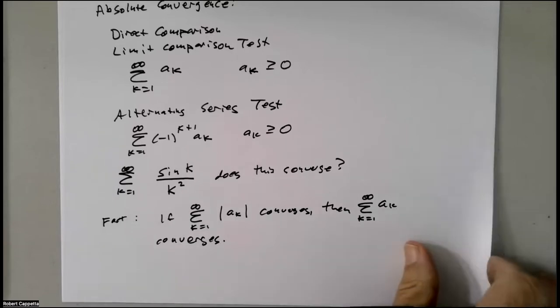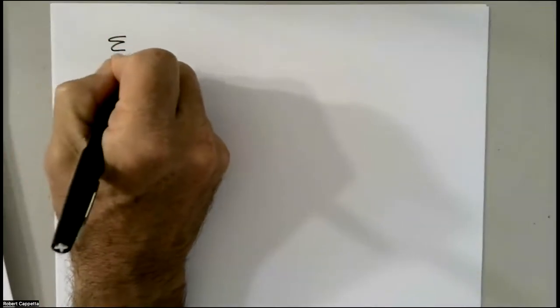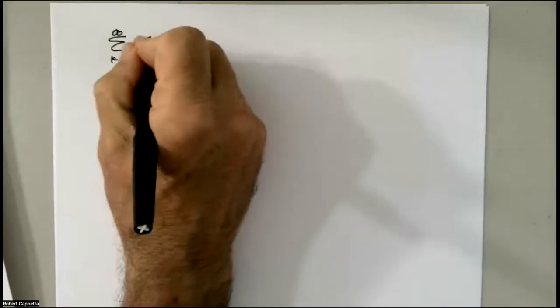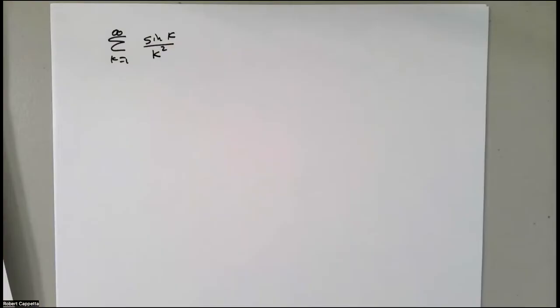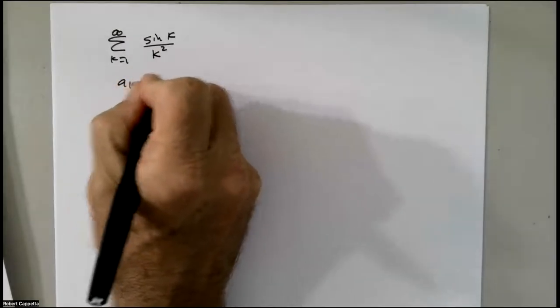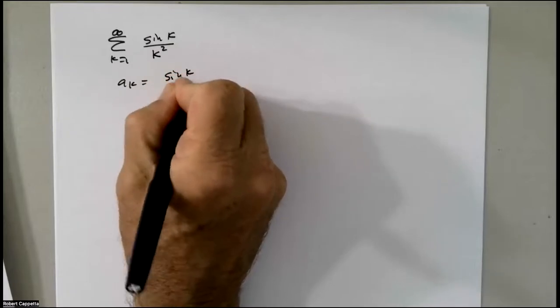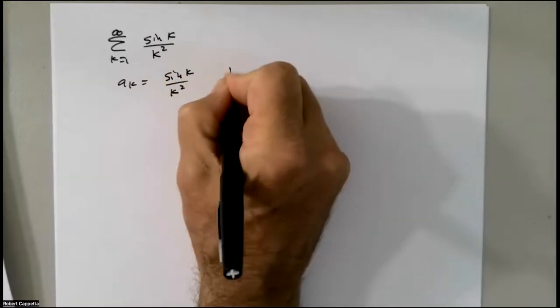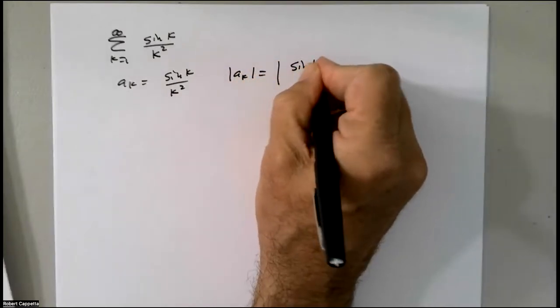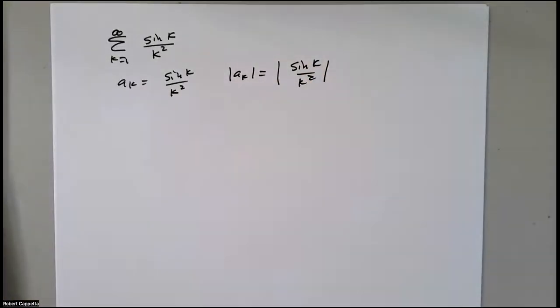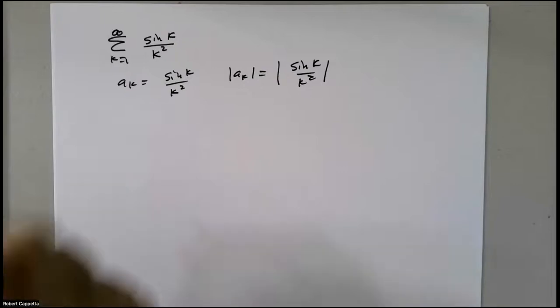So let's look at this same sine k over k squared example. Sum as k goes from 1 to infinity, sine k over k squared. So a sub k is sine k over k squared. So the absolute value of a sub k is the absolute value of sine k over k squared. Now, I want to appeal to the direct comparison test.